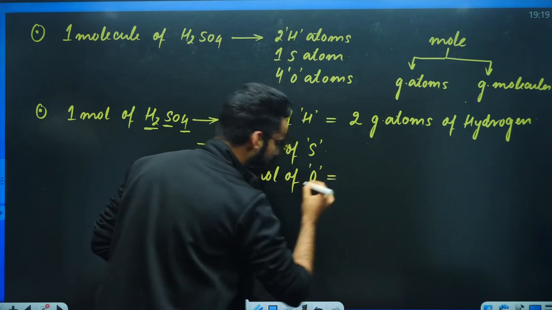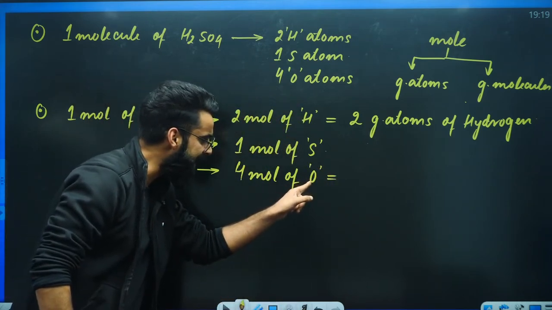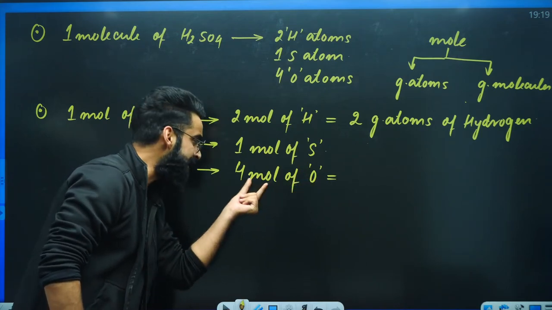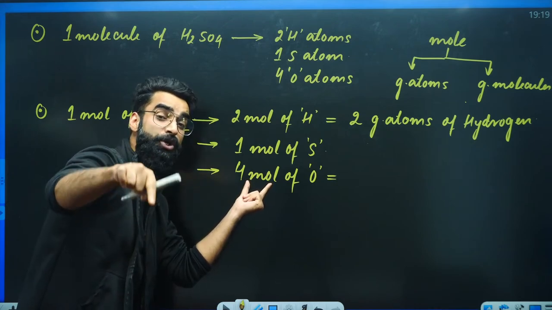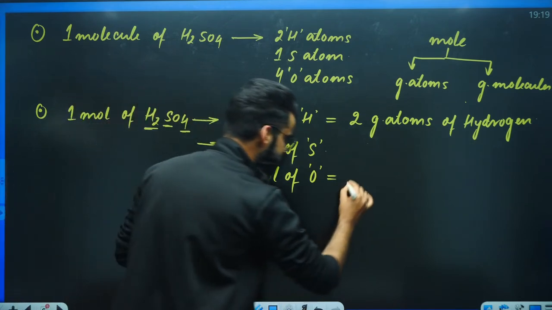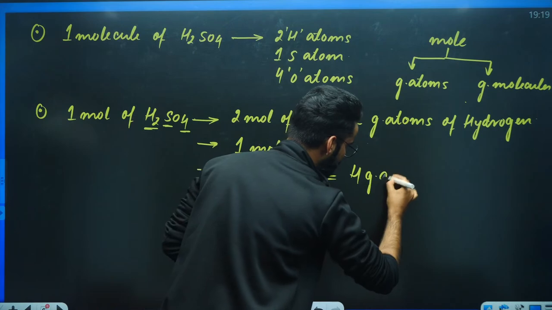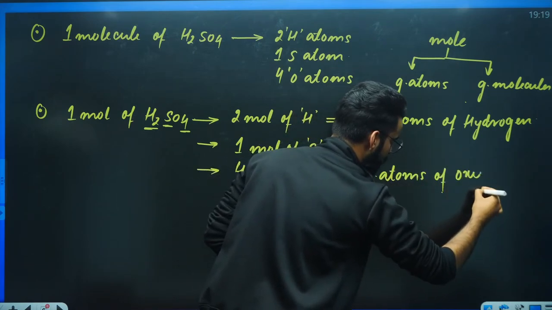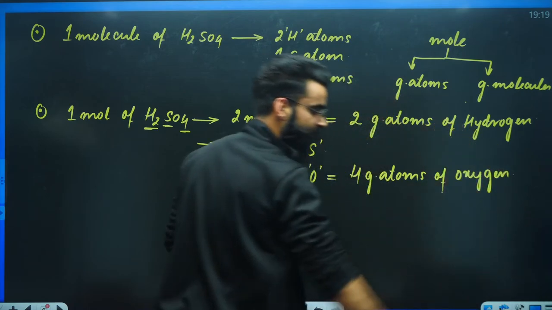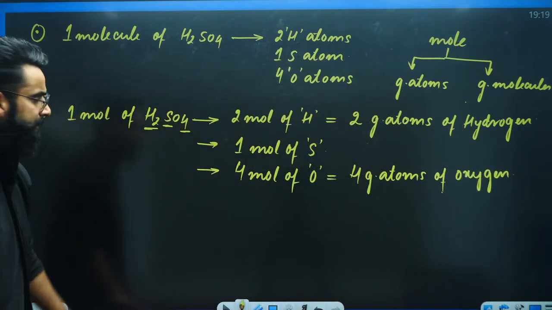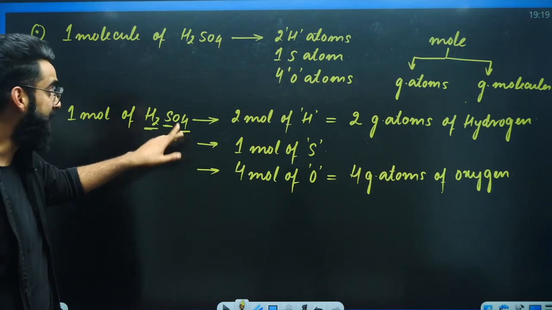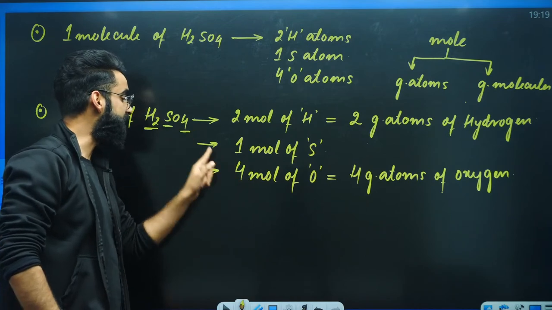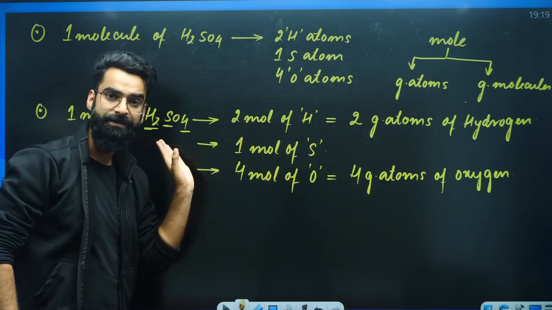Now here, if I ask you whether I have taken oxygen in atomic form or molecular form, I have taken oxygen in atomic form. So instead of the term mole, I can use gram atoms again. So I can say 4 gram atoms of oxygen, right? Yes, so 1 mole of H2SO4 contains 2 moles of H, 1 mole of S, and 4 moles of O, right?